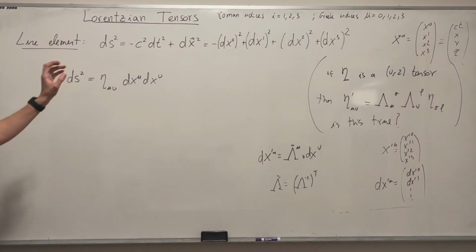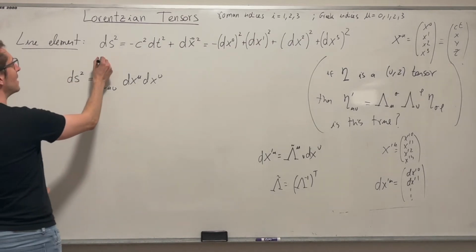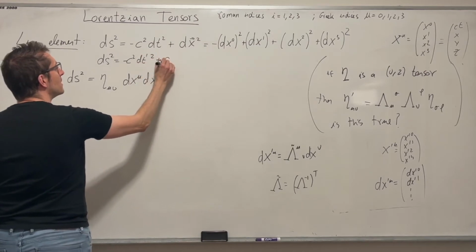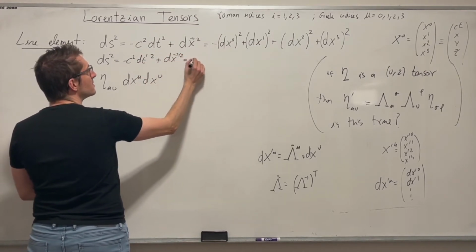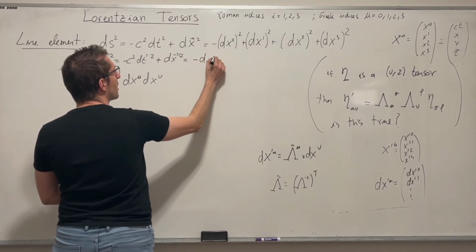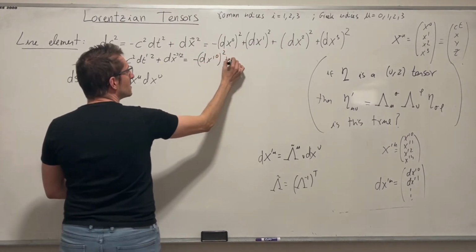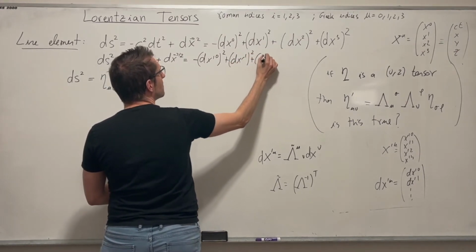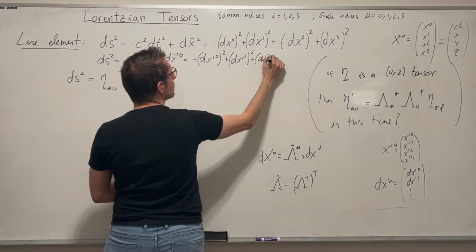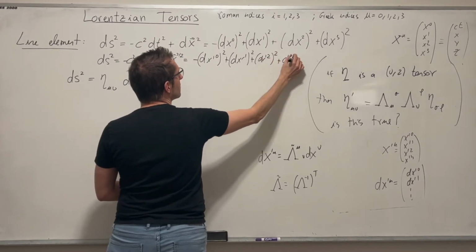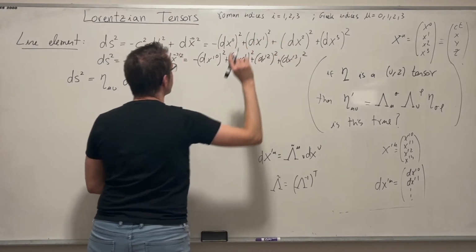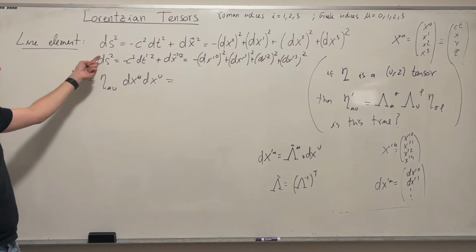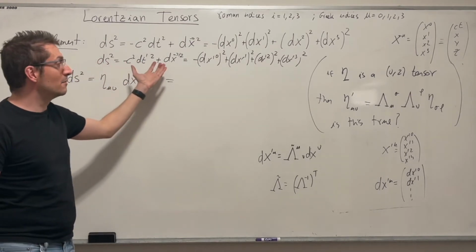So we know that in a different reference frame, I would have the line element, of course, ds squared equals minus c squared dt prime squared plus dx prime squared, which is the same as minus dx prime 0 squared plus dx prime 1 squared plus dx prime 2 squared plus dx prime 3 squared, right? So in the new, primed coordinates, the line element is going to have the same form, only with the primes in here.